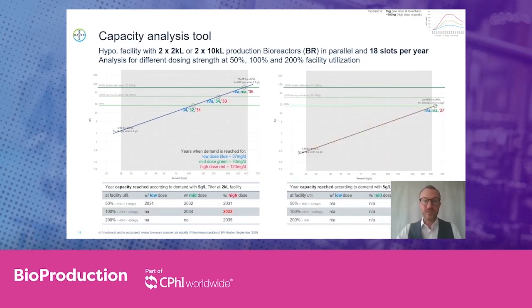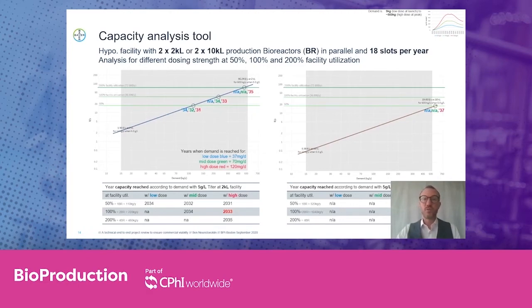With the help of the demand planning, we can then identify the years after launch when half full, or in this case even double the capacity of the facility would be reached. The model is flexible enough to allow for different facility scales and schedules, essentially the number of slots of production bioreactors per year, as well as different processes, mainly defined by the process titer.